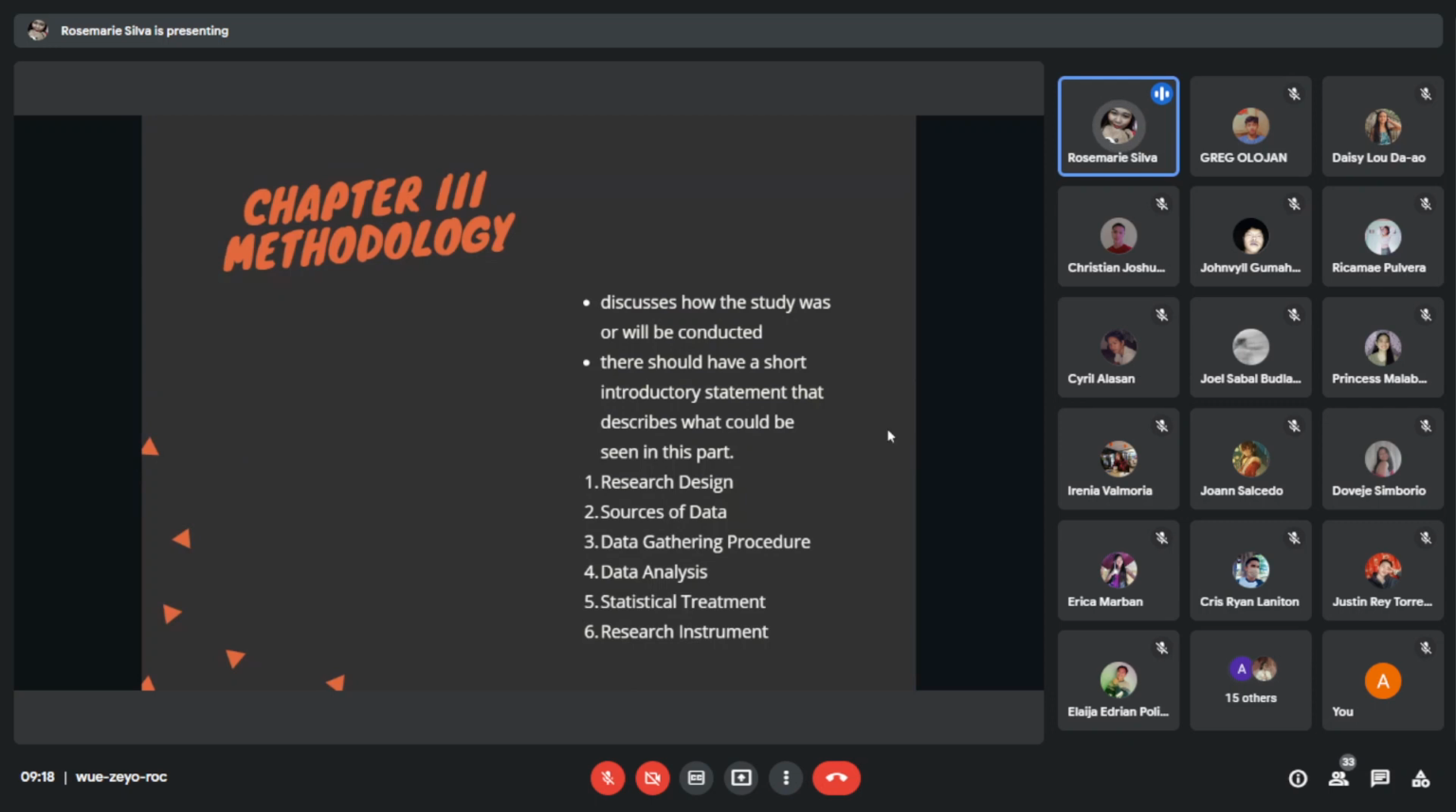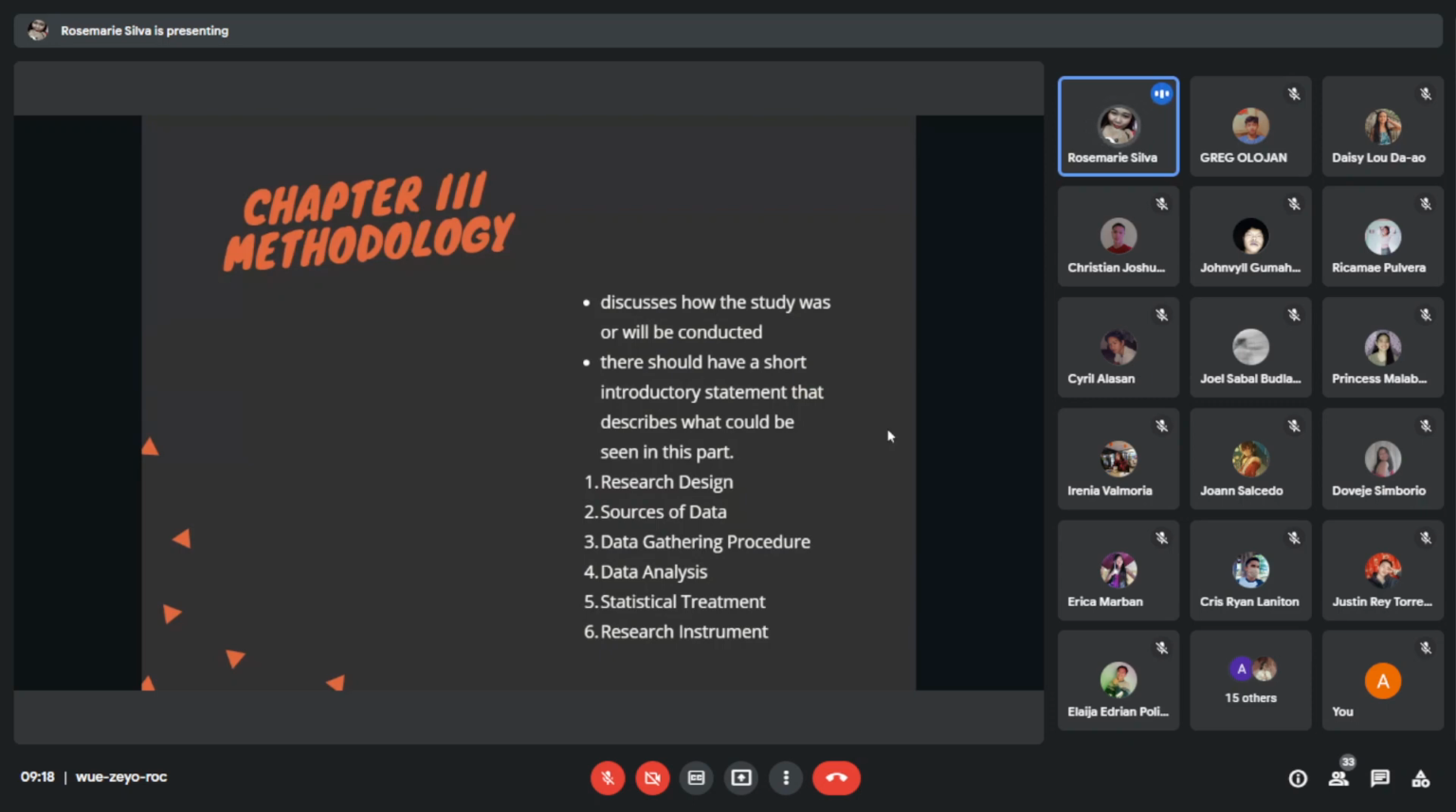Next is the data analysis. What are you going to do to analyze your data? How are you going to analyze your data? Will you use tables or graphical presentation, etc.? That is the data analysis. Next is statistical treatment. What statistical treatment are you going to use in your study? This is quantitative data, so we should use statistics.